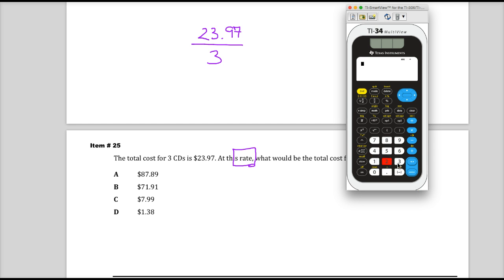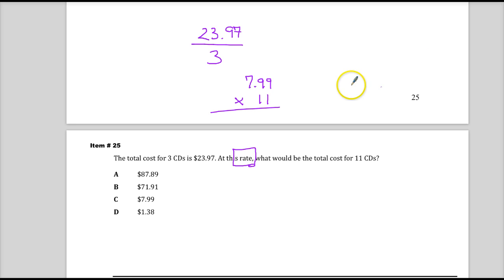So 23.97, and I'm going to divide by 3 and end up with $7.99. That's my price per CD. So from here, I just need to know what 11 of those would be, so I'll multiply times 11. $87.89.